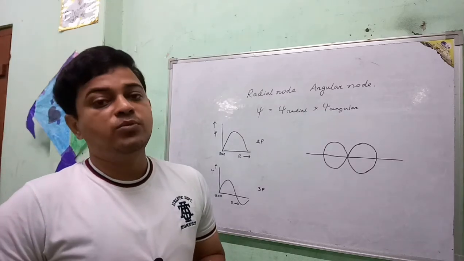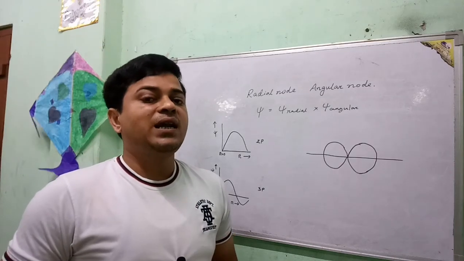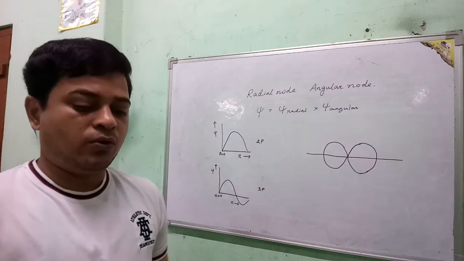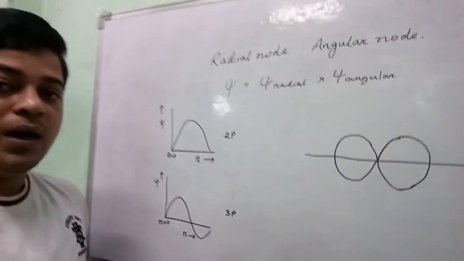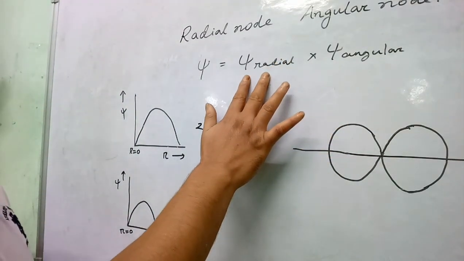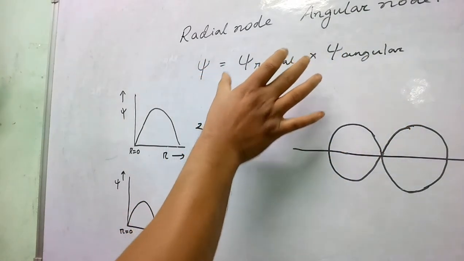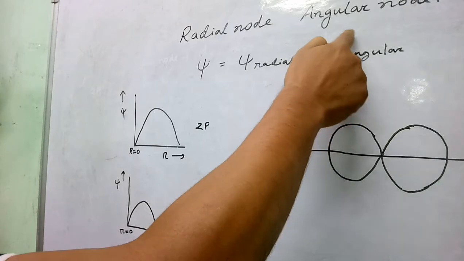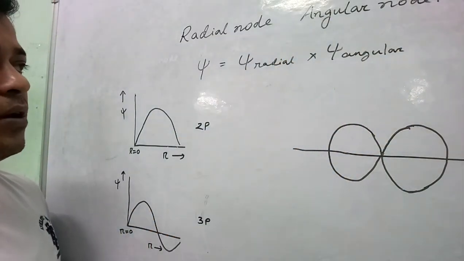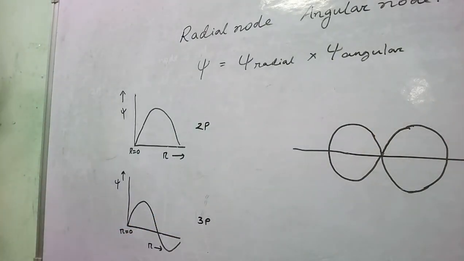And when we move along an angle and suddenly the probability of finding an electron becomes 0, that means the wave function becomes 0. It is called an angular node. Therefore, the wave function is a combination of two parts: one is radial part and another is angular part. The wave function is the combination of radial wave function and angular wave function. Now, when the radial wave function becomes 0, it is called radial node, and when the angular wave function becomes 0, it is called angular node.